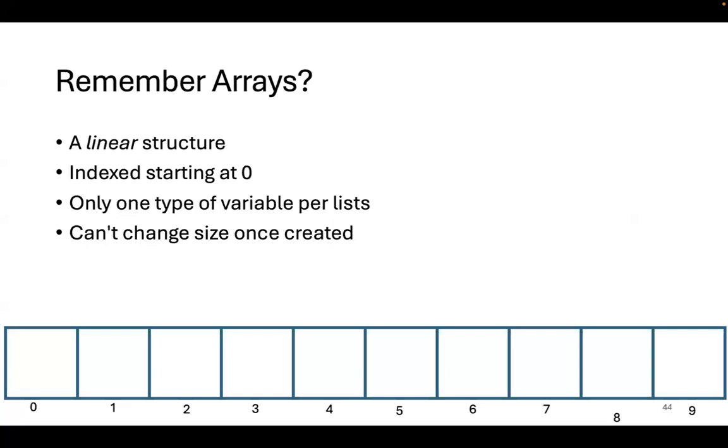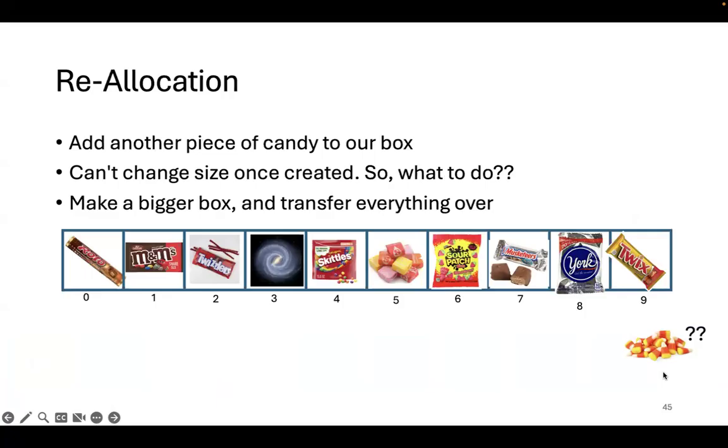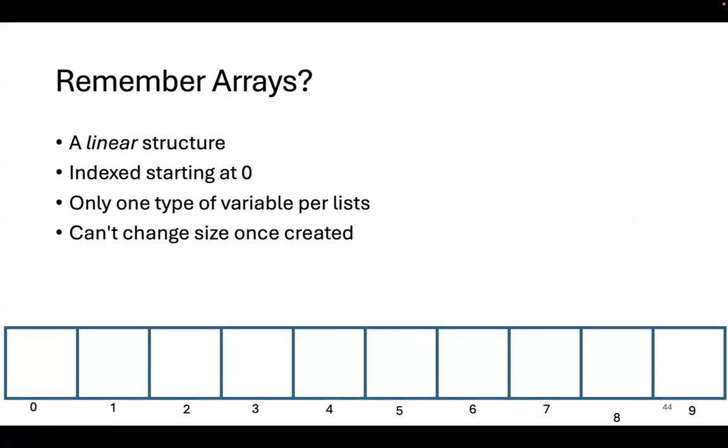So when we remember arrays, these are linear structures, right? So we've got this box. We had an example of a box of candy, or we could have an array of numbers where each thing goes in each spot. It's a linear structure. We start counting at 0, so it's indexed starting at 0. So down here is a little 0. That's spot 1, that's spot 2, spot 3, up until spot 9. So there's 10 spots in our array here, but we just start counting at 0, so it goes 0 through 9.